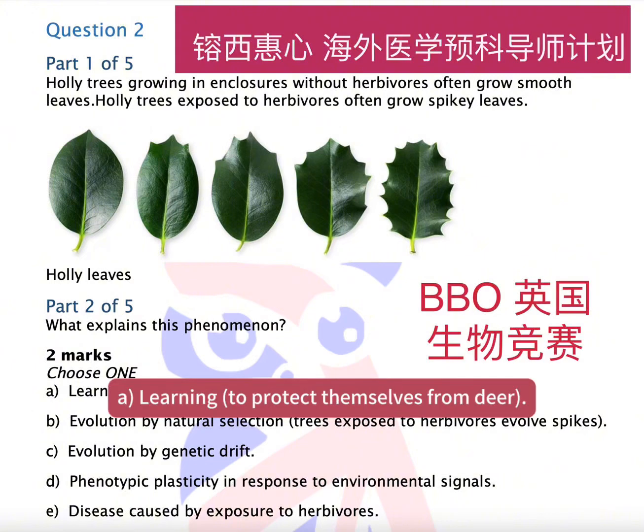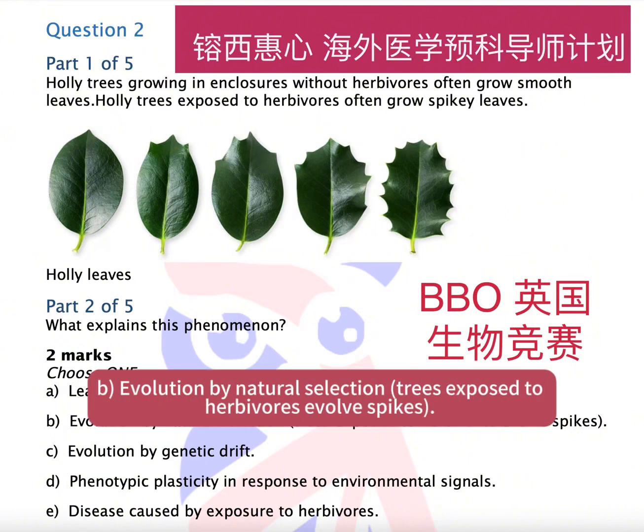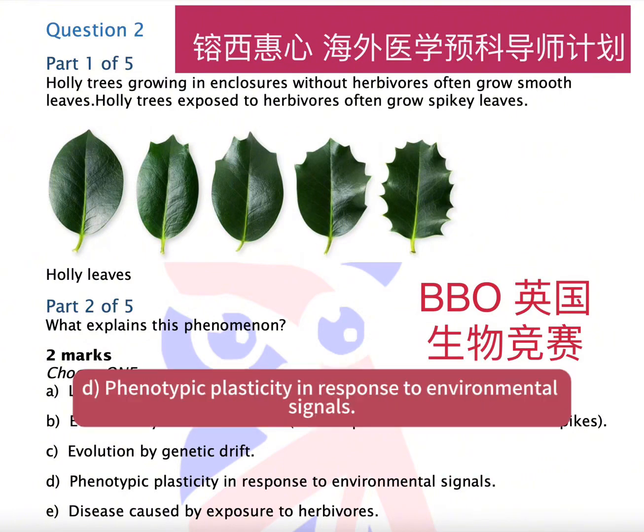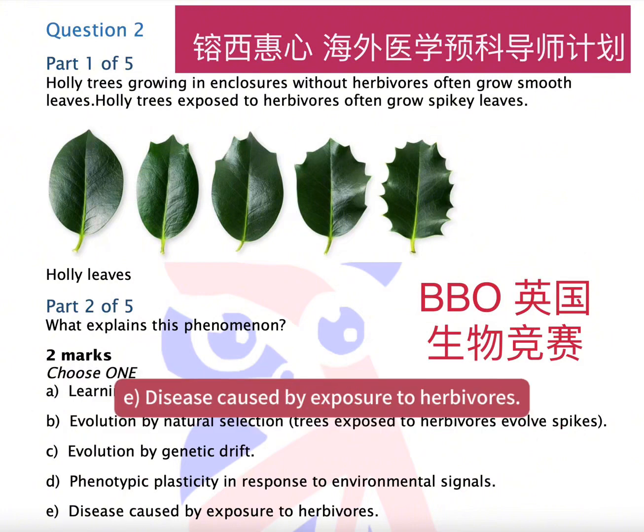A. Learning to protect themselves from deer. B. The evolution by natural selection, trees exposed to herbivores evolve spikes. C. Evolution by genetic drift. D. Phenotypic plasticity in response to environmental signals. E. Diseases caused by exposure to herbivores.